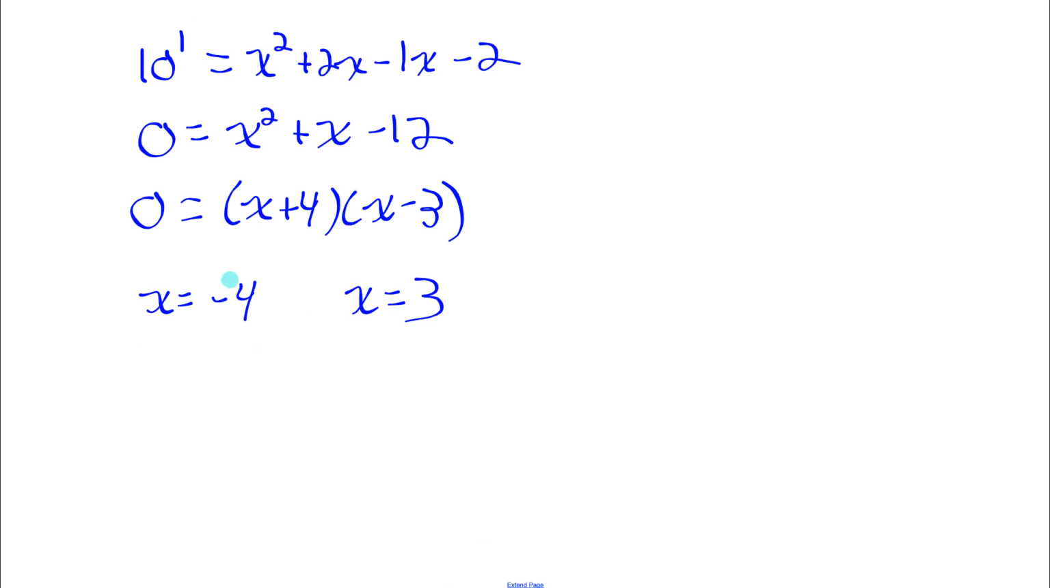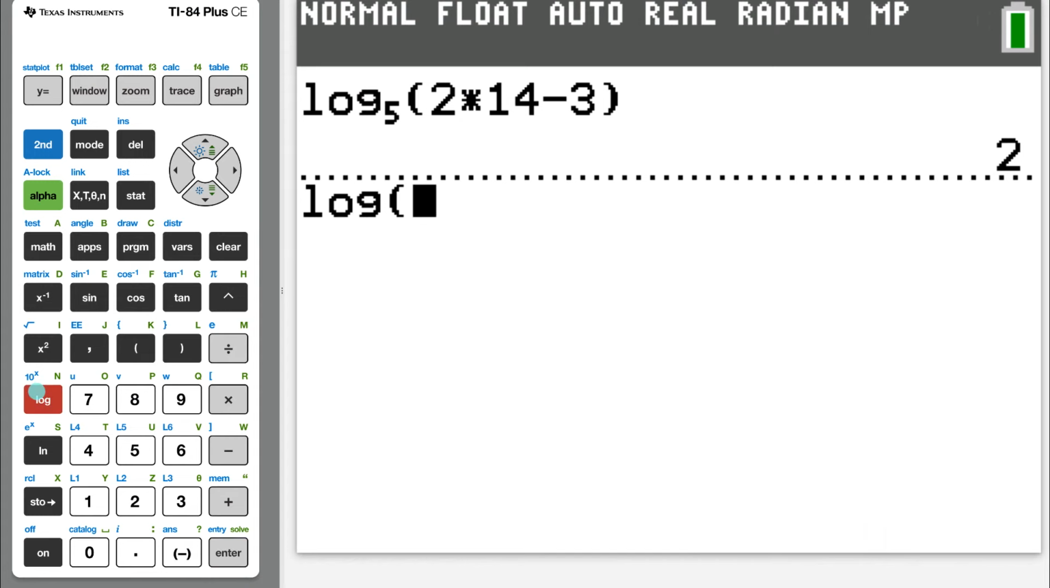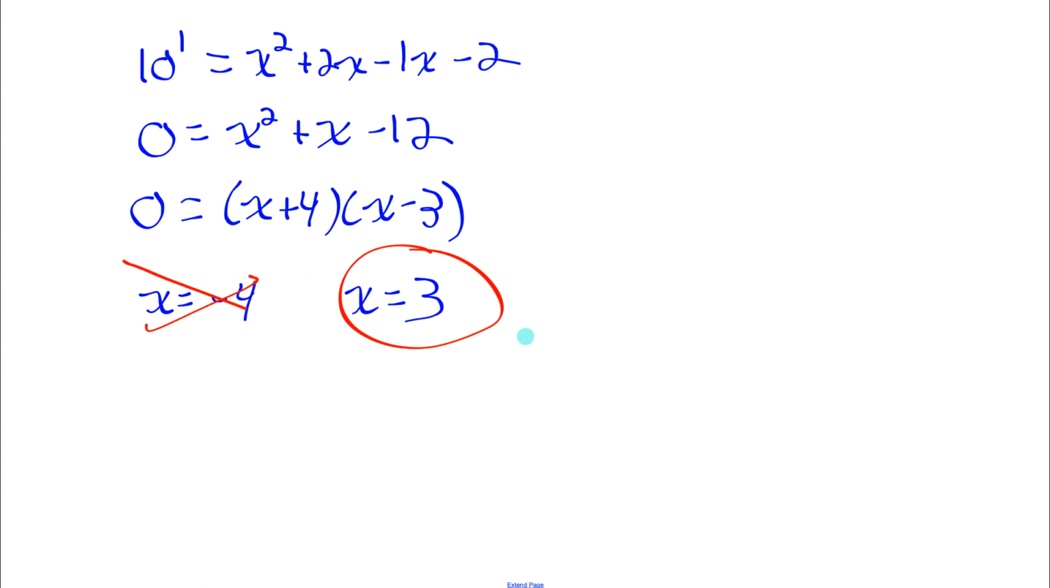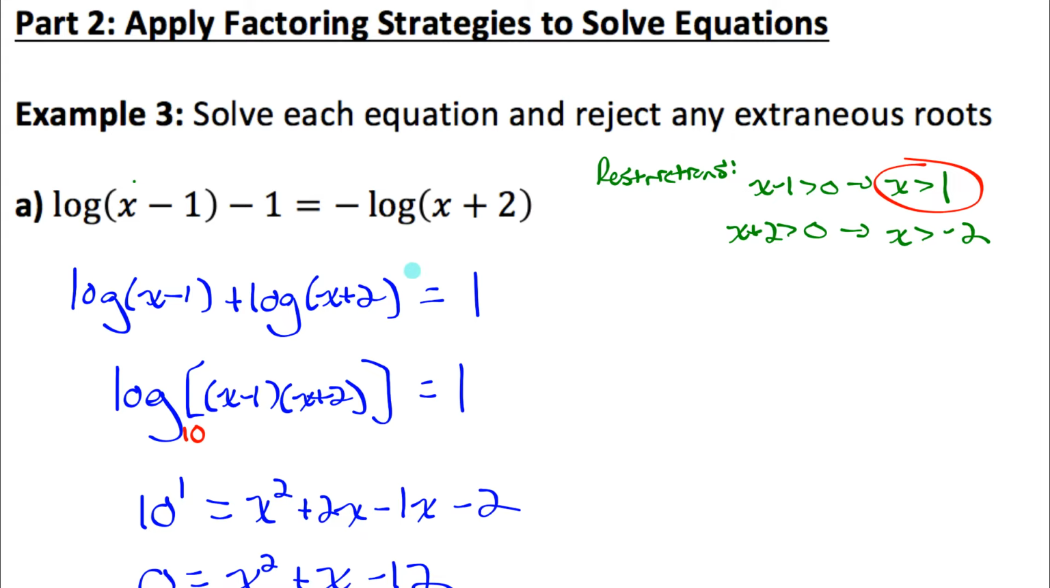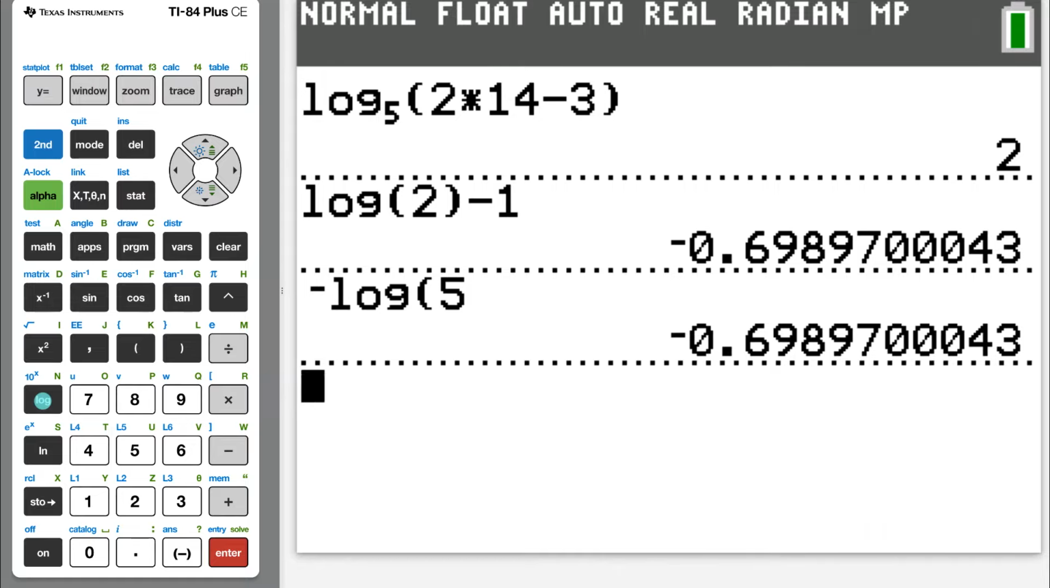And, well, negative 4 is not bigger than 1, so that's going to be an extraneous root. But 3 is bigger than 1, that's going to work. You should also take the time to plug them back into the original and make sure that that's the case. If we plugged negative 4 into the left side, well, I can already see that the left side is not even going to be defined because I'd have log of negative 5, which I know is not defined. But let me check 3. Let me make sure 3 actually works. So I'd have log of 3 minus 1, so log 2 minus 1. That'd be the left side. Let me make sure the right side equals that as well when x is 3. So I'd have negative log of 3 plus 2. That's negative log 5. Same thing. So we found the correct answer.